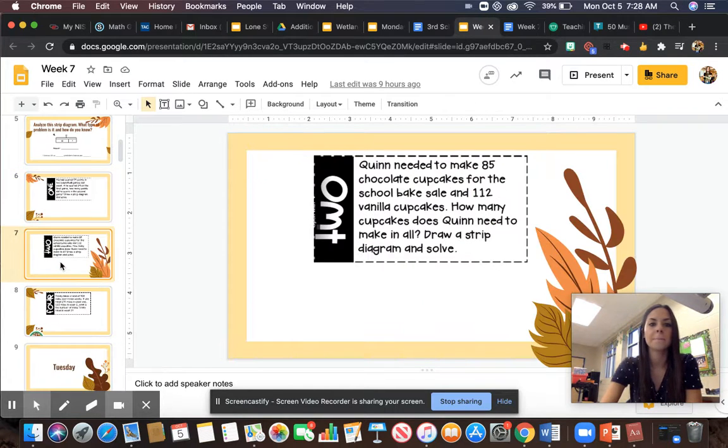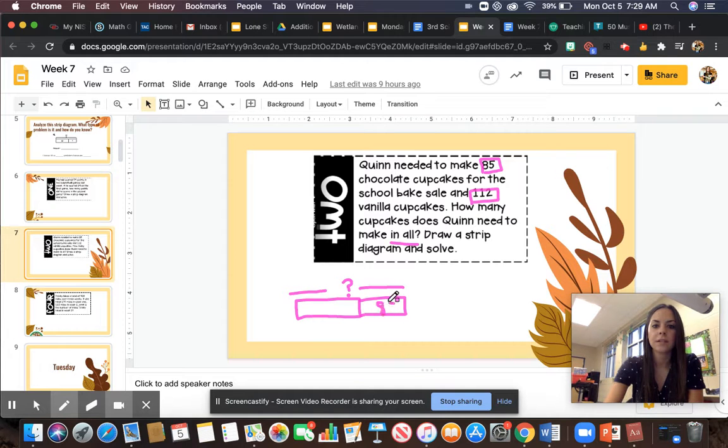Okay, let's do one more. Quinn needed to make 85 chocolate cupcakes for the school bake sale and 112 vanilla cupcakes. How many cupcakes does Quinn need to make in all? Okay, so he needs to make 85 chocolate cupcakes and 112 vanilla. The big key word that you will see in this word problem to help you determine what type of problem this is, is in all, okay? So because I know this is an addition problem, I do not have my total yet. That is what I'm looking for. That's my big question, all right?